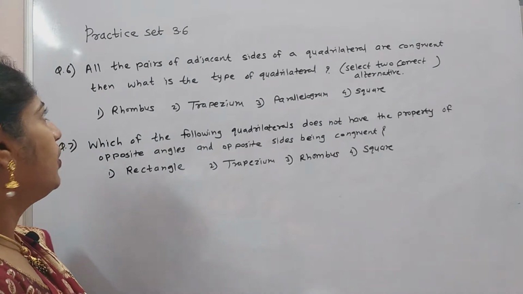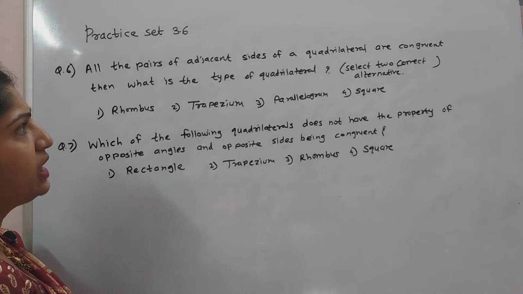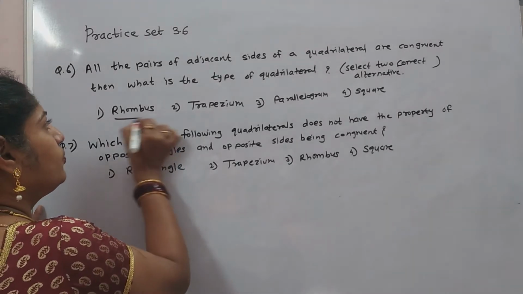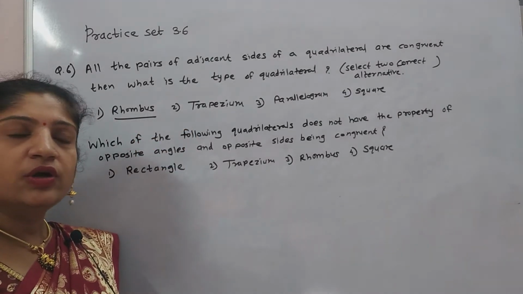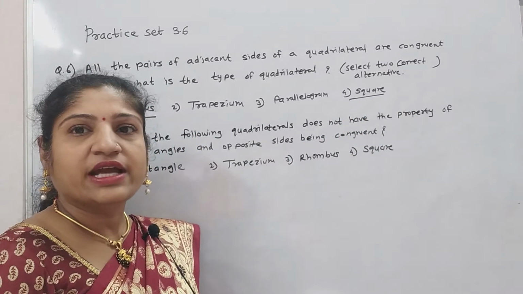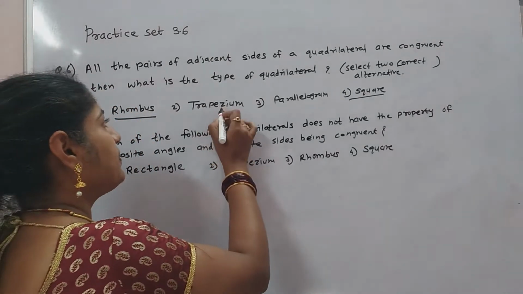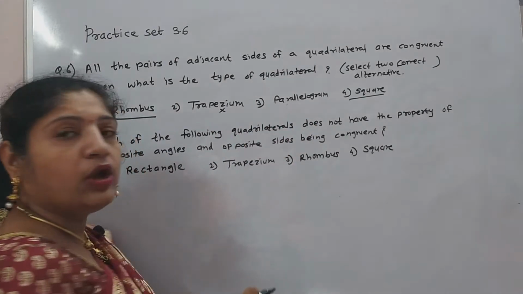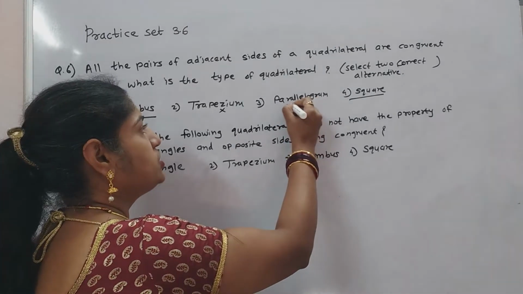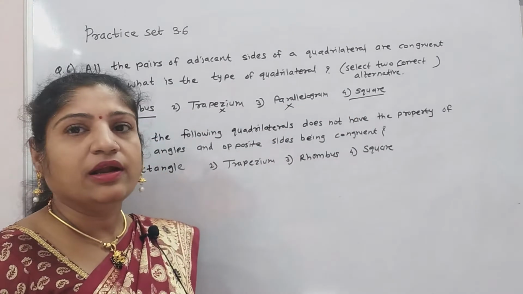Next question. If all pairs of adjacent sides of a quadrilateral are congruent, then what is the type of quadrilateral? In a rhombus, all sides are congruent, so pairs of adjacent sides are also congruent. In a square also, all sides are congruent, so adjacent sides are also congruent. But in a trapezium and in a parallelogram, only opposite sides are parallel, and equal in a parallelogram. So this option is wrong. So two options, rhombus and square, are the correct alternatives.